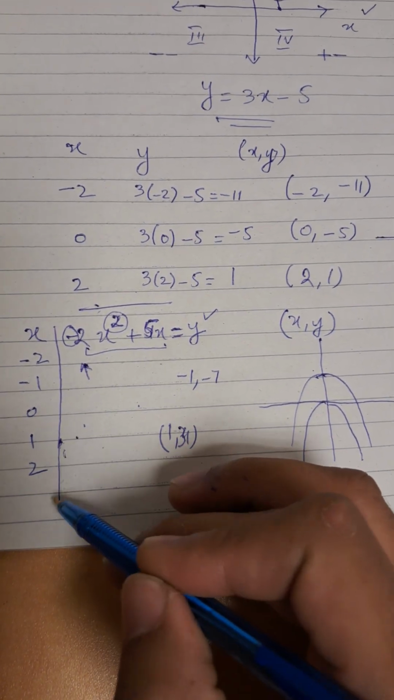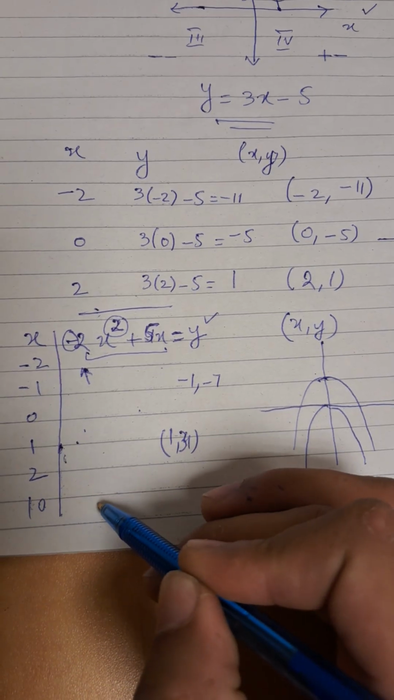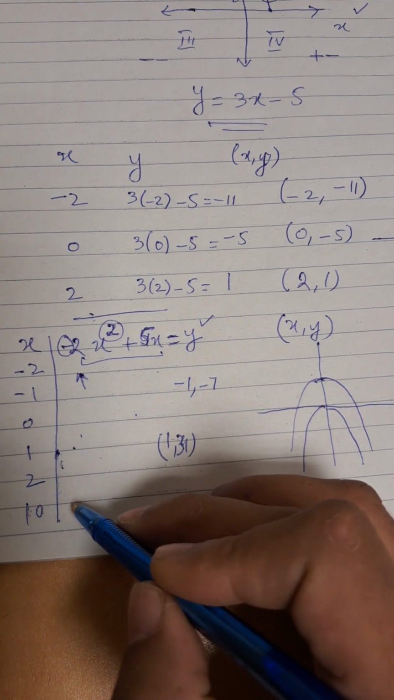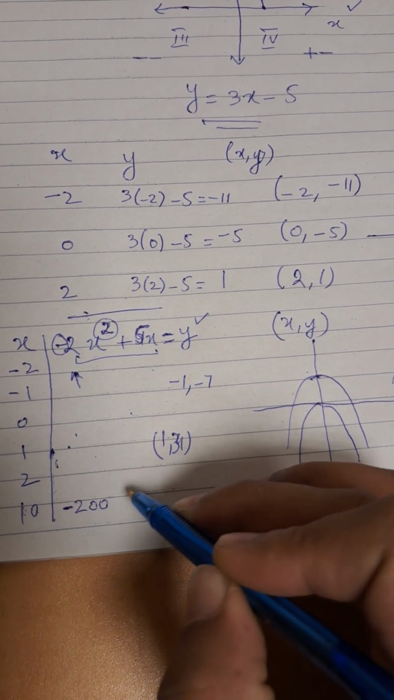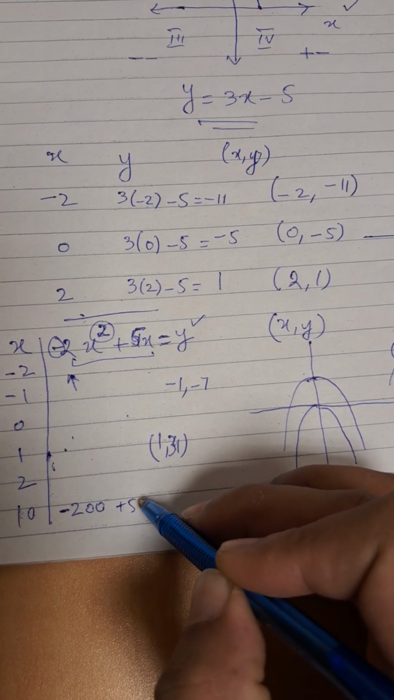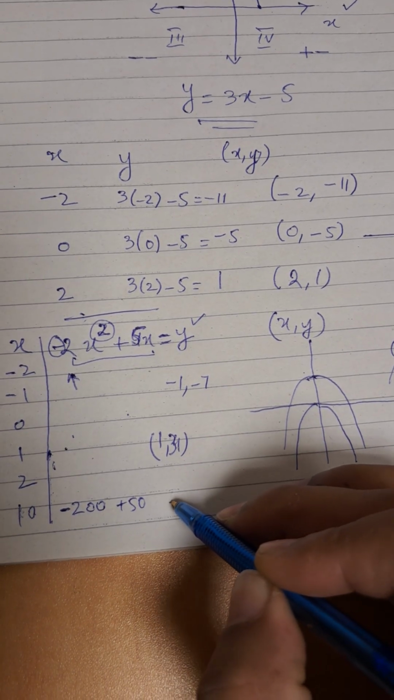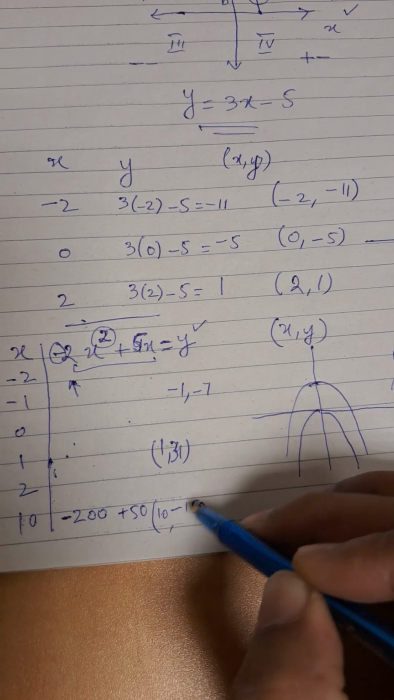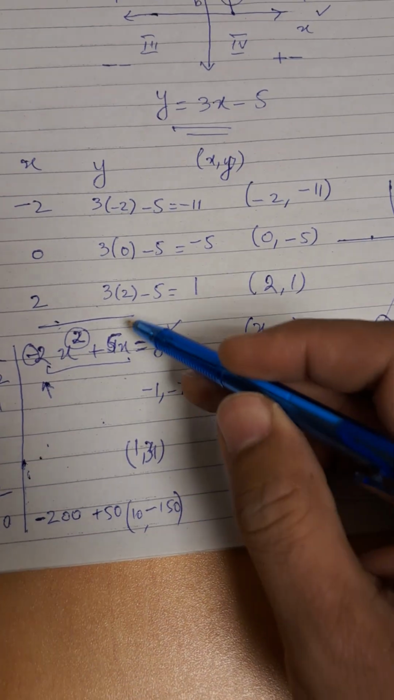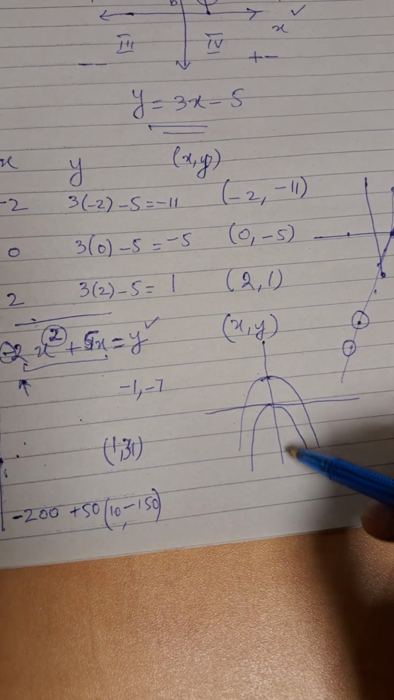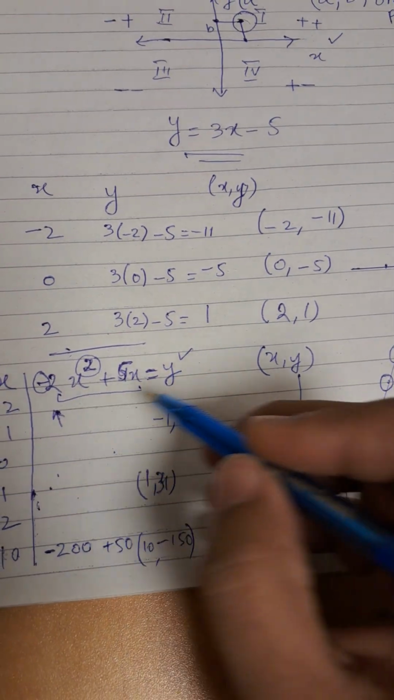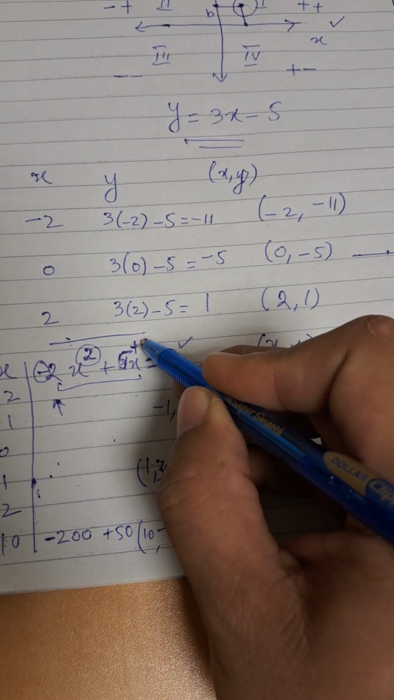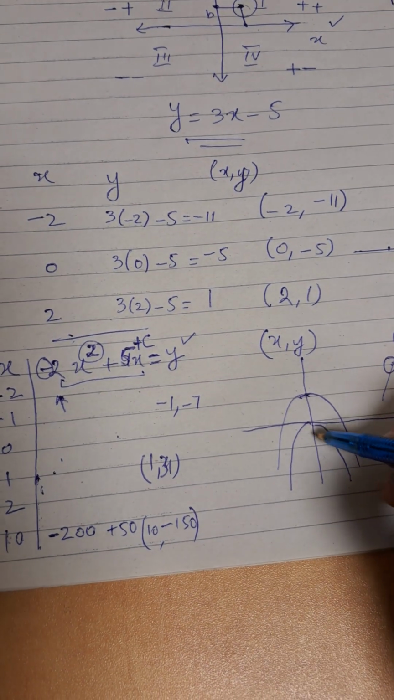For example, if we have 10, this would be -200 plus 50. This would be -150 for y and 10 for x. So these are two points, and if we just go through all these points, we can have this drawn up. For a pro tip, if we have plus any number c, that means the same graph would be translated up or down based on the value of c.